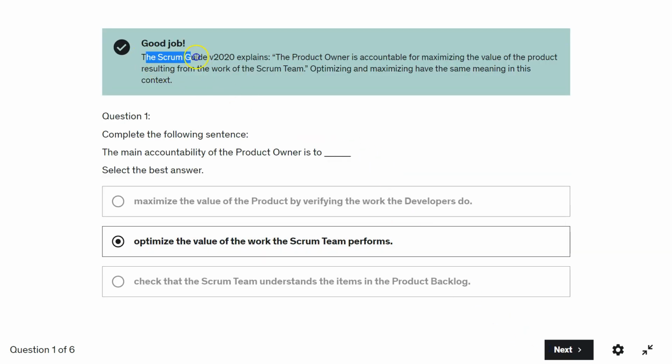The Scrum Guide 2020 explains the product owner is accountable for maximizing the value of the product resulting from the work of the Scrum team. Optimizing and maximizing have the same meaning in this context. So the main accountability of the product owner is to optimize the value of the work.